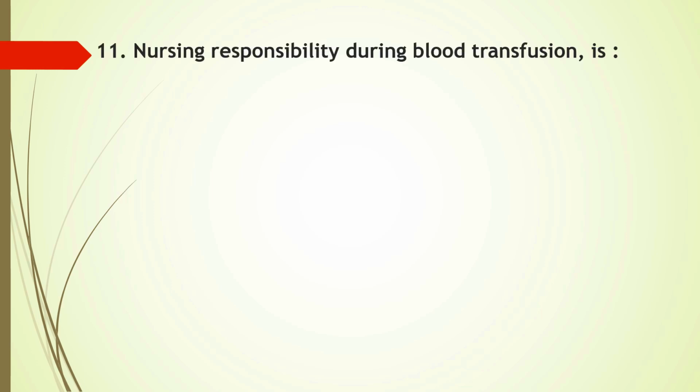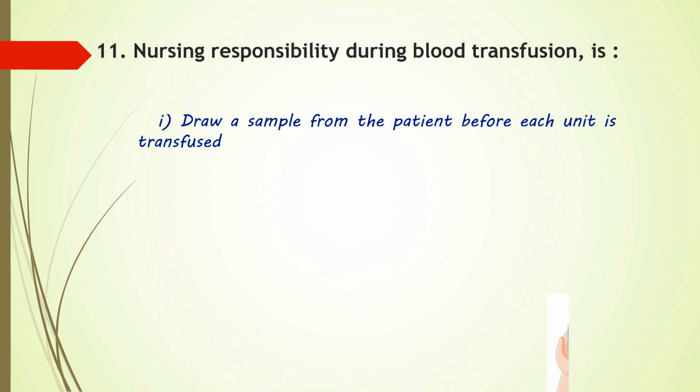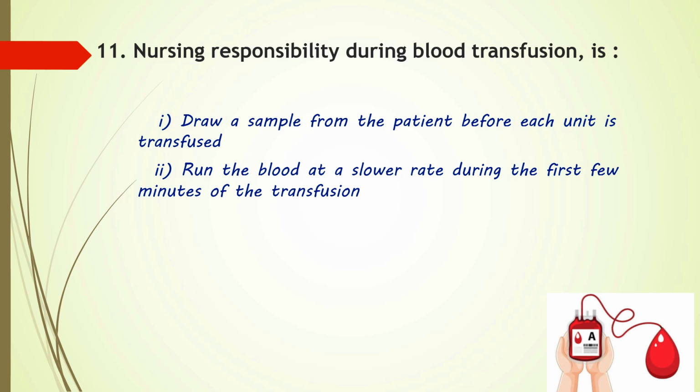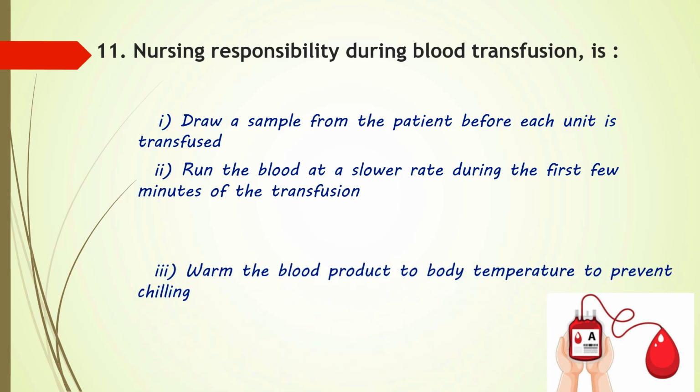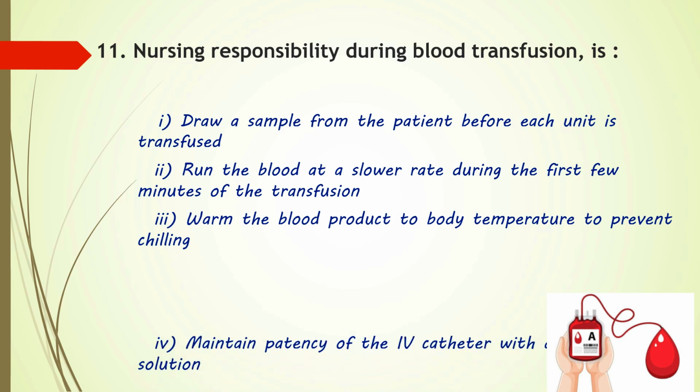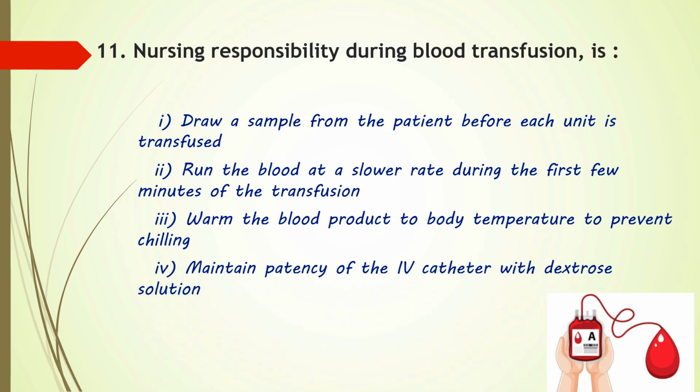Question number 11. Nursing responsibility during blood transfusion is option 1, draw a sample from the patient before each unit is transfused. Option 2, run the blood at a slower rate during the first few minutes of the transfusion. Option 3, warm the blood product to body temperature to prevent chilling. Or option 4, maintain patency of the IV catheter with dextrose solution.